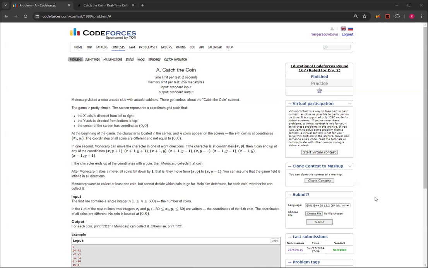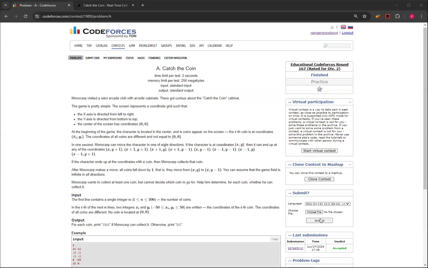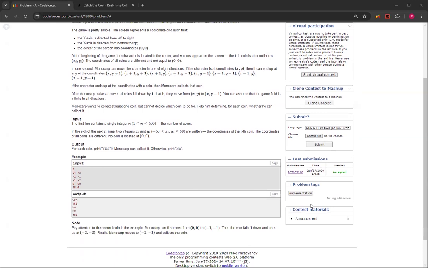Monocarp wants to collect at least 1 coin, but cannot decide which coin to go for. Help him determine for each coin whether he can collect it. So you have n, the number of coins, and then each of the n lines contains 2 integers, x and y. After you think about it a little, you realize that n, the number of coins, is in other words just like the number of test cases. Even though they're all different, it's still the same way of solving it for each one.